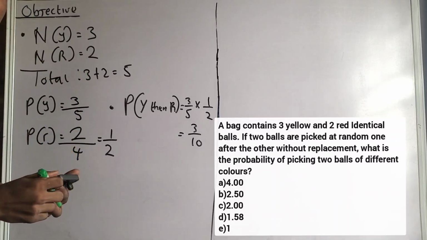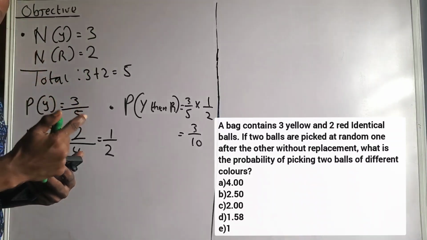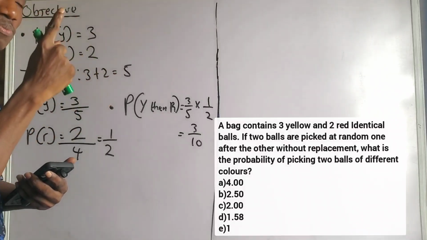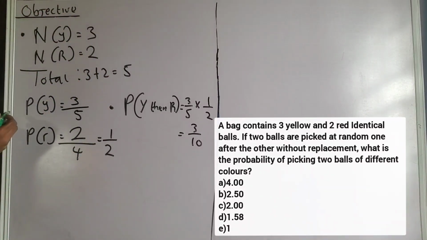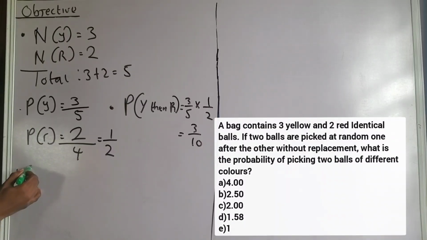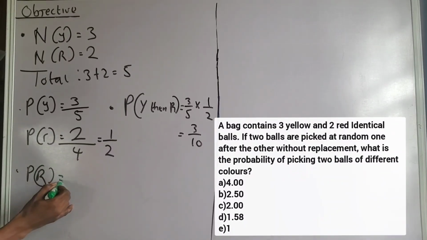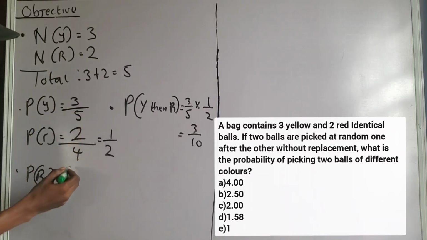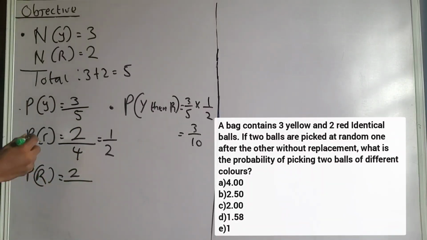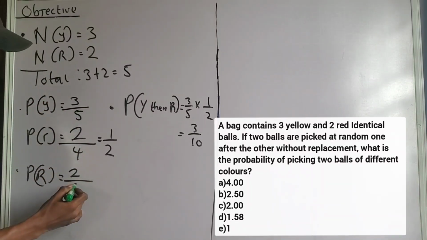Now we are still going to do the same for the probability of picking a red ball as the first pick and the yellow ball as the second pick. You understand? So for this, the probability of picking a red ball will be the total number of red balls present inside the bag, which is 2. I'm going to have 2 all over the total number of balls inside the bag. That is 2 over 5.